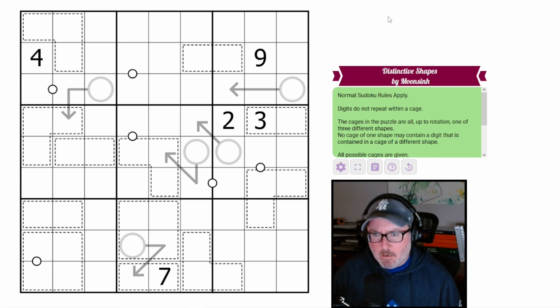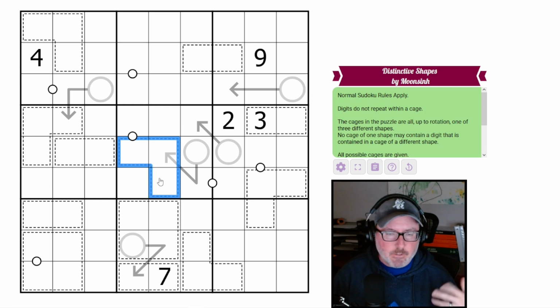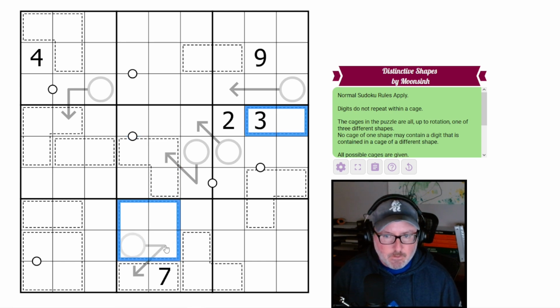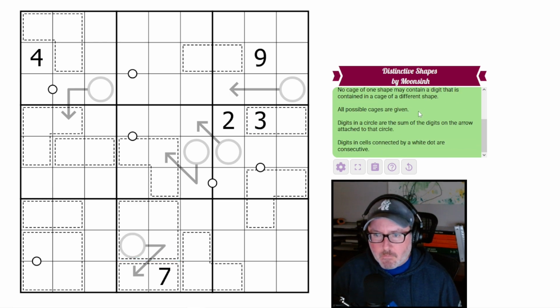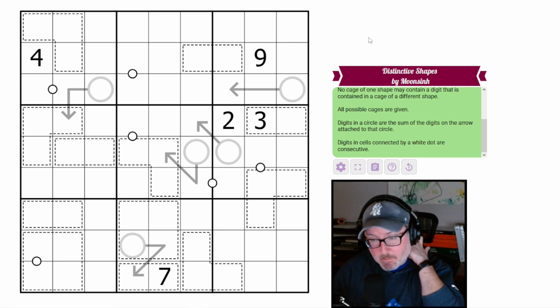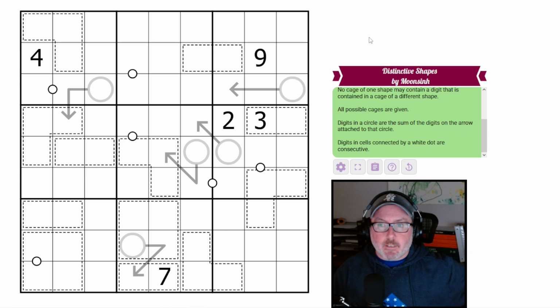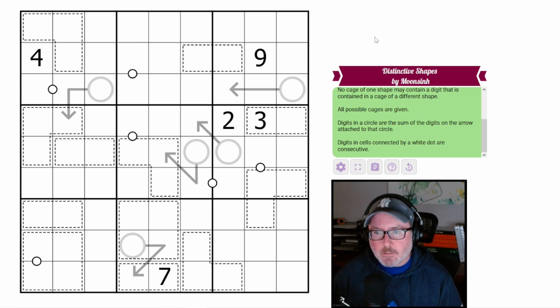What does that mean? No cage of one shape may contain a digit that is counted in a cage of a different shape. Okay, that's interesting. So if we were to say this cage shape, this L shape, was 2, 5, 6, then we wouldn't be able to put 2, 5, or 6 in the other shapes. Interesting. All possible cages are given. Okay, so there's a negative constraint here. We'll have to try to remember that. That's usually my weakness when I'll get stuck and I won't remember or figure out how to do it. And it's like, oh wait, there's a rule you forgot. And usually it's a negative constraint. So let's try to remember this one.